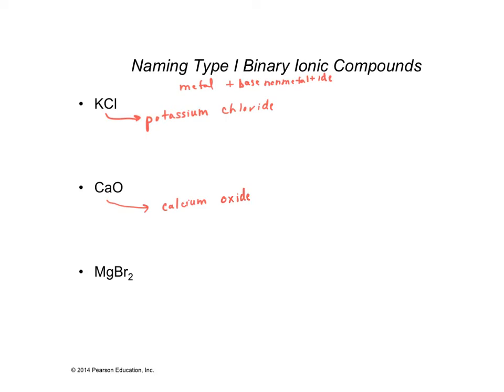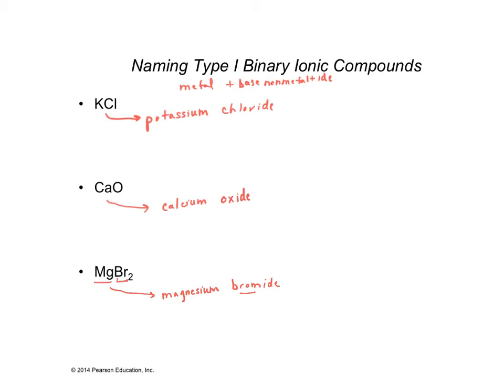And same thing for this last one. This Mg is our metal, it is magnesium. And then I've got my nonmetal here. This is bromine, so the base name is brom. After I write the base name, I just finish it with IDE. So the name of this compound is magnesium bromide. So magnesium bromide, calcium oxide, potassium chloride.